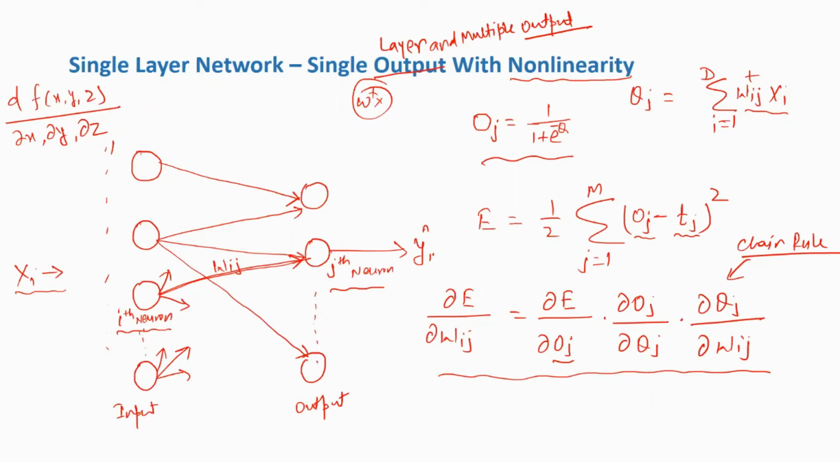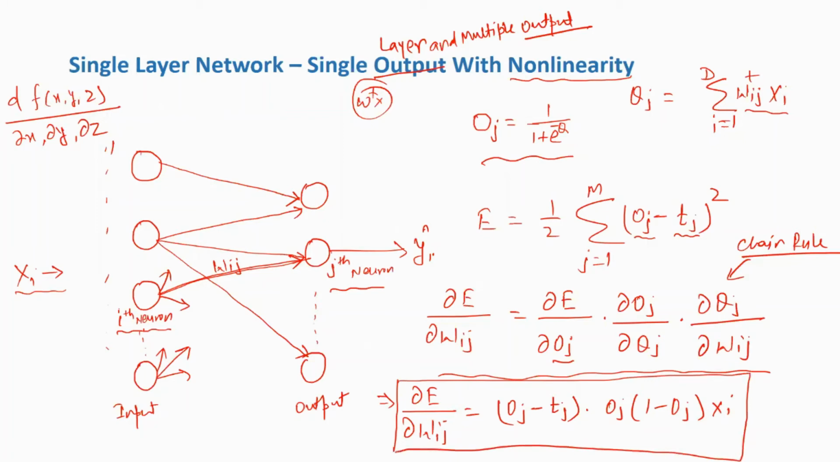Okay. Now this can be simplified: del E upon del wij will be given as oj minus tj multiplied by oj into 1 minus oj into xi. We're just putting the values from the sigmoidal function. When you differentiate this oj with respect to theta j, how much will we get?